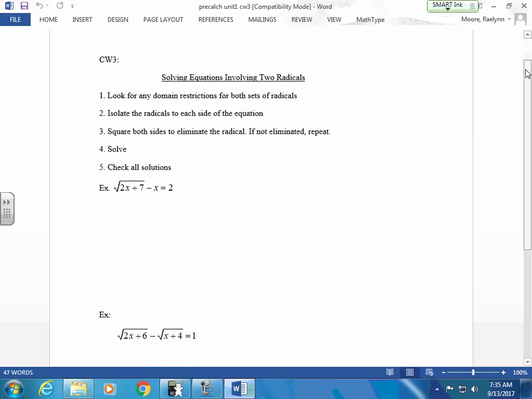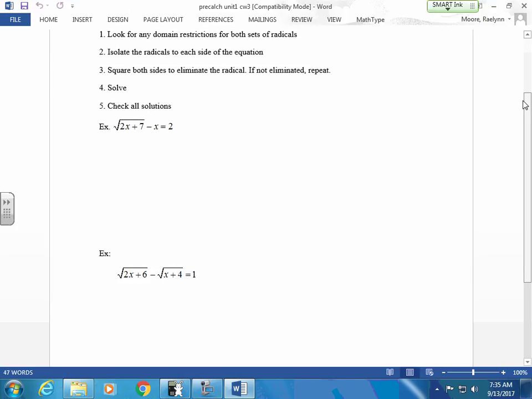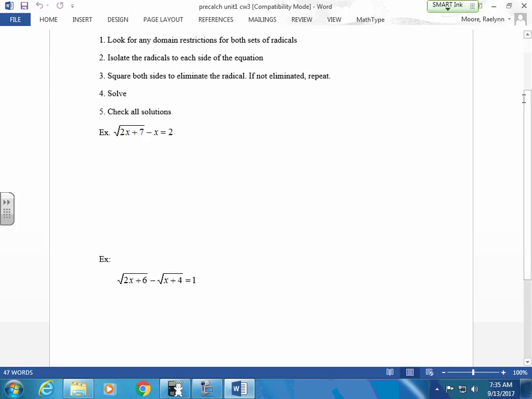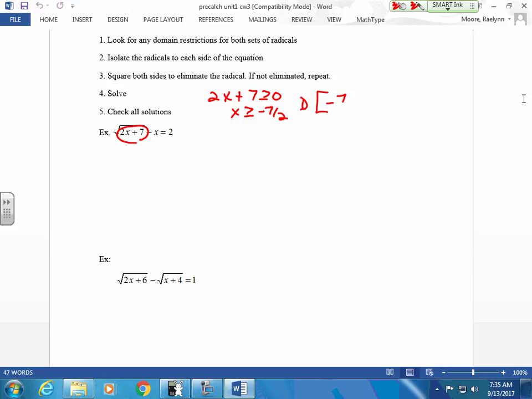All right, so the first thing we're going to do is look for a domain restriction. So we take this guy out of here, and we say, we're okay with the 0, but we're not okay with the negative number. So we're going to subtract 7 and divide by 2. So our domain is from negative 7/2 to infinity.